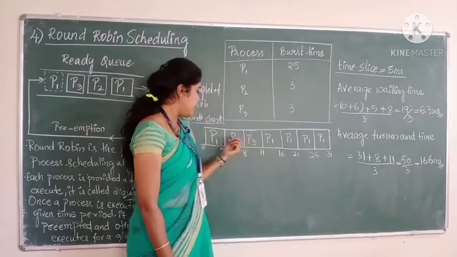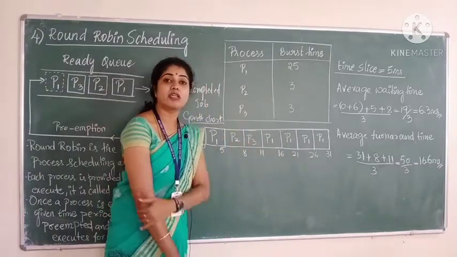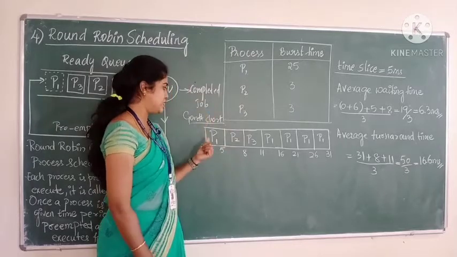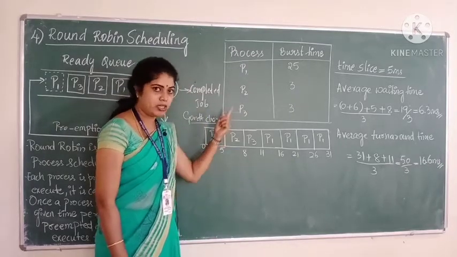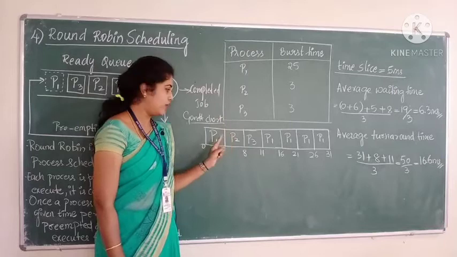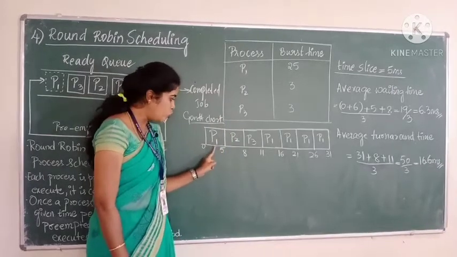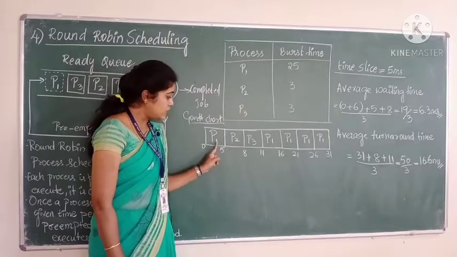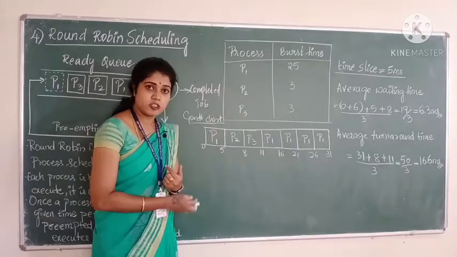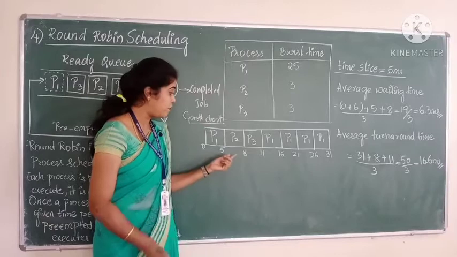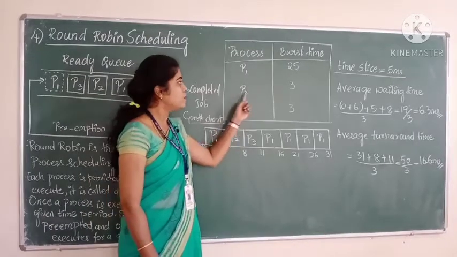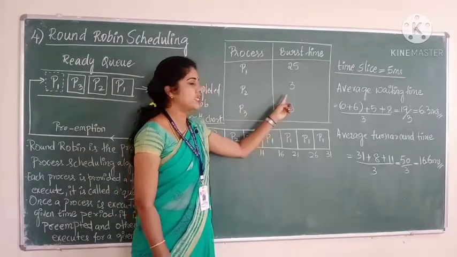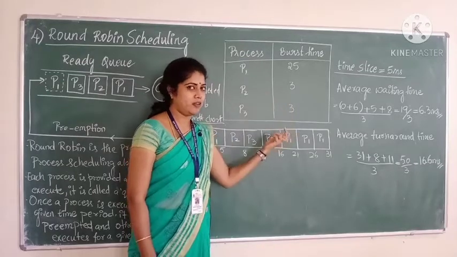If a process needs less than 5 milliseconds, no problem, it can use it. Here, the burst time of P1 is 25 milliseconds and the time slice is only 5 milliseconds. Because of that, the very first P1 runs from 0 to 5 milliseconds. After 5 milliseconds, immediately P2 will come. What is the burst time of P2? It is only 3 milliseconds, which is less than 5 milliseconds.